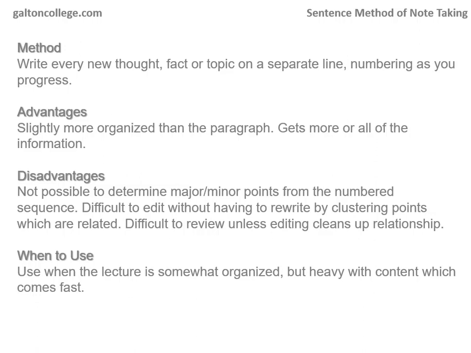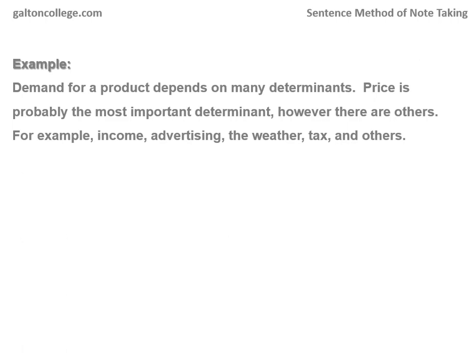And it's very useful when a lot of information is coming down. You don't have to think. Just go to a new line straight away, write it down. Go to a new line, write it down, and so on. But it doesn't tell us the importance. So that's a big drawback. For example, the demand for a product depends on many determinants.